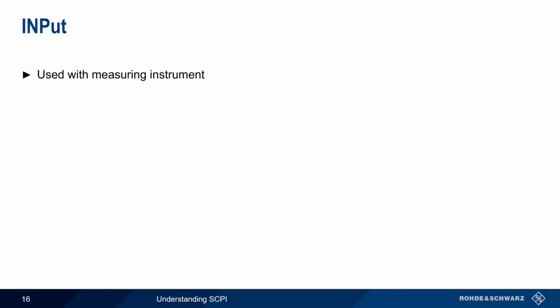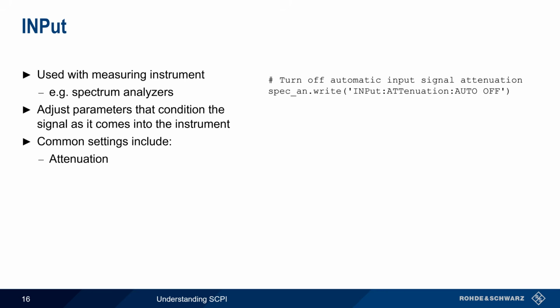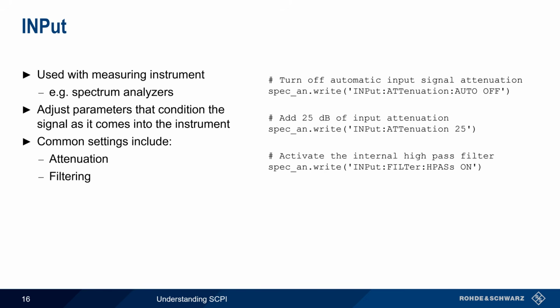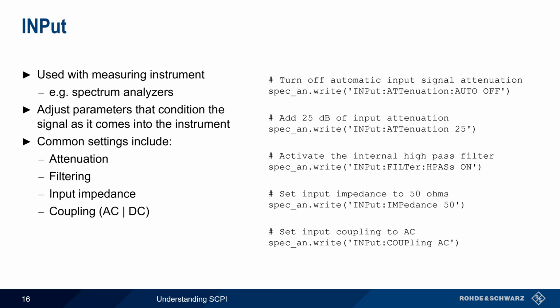Input commands are used on the measuring instrument side, such as with spectrum analyzers, and they adjust parameters involved in conditioning a signal as it enters the instrument. A common example is enabling or disabling automatic attenuation, or manually specifying the amount of attenuation. Filtering is another common form of input signal conditioning. Input is also used for port parameters, such as setting the port impedance, or configuring whether the port is AC or DC coupled.